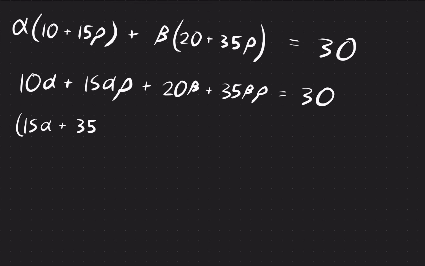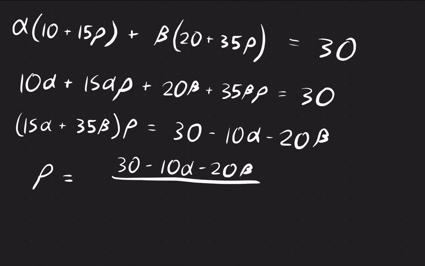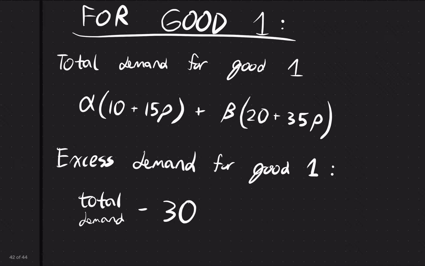Sorry, brain fart. 35 beta rho equal to 30 minus 10 alpha minus 20 beta. And you know what, I won't spoil the surprise yet. So then we're going to have rho equal to 30 minus 10 alpha minus 20 beta divided by 15 alpha plus 35 beta. And once again, I'm going to make sure that's what I got before.